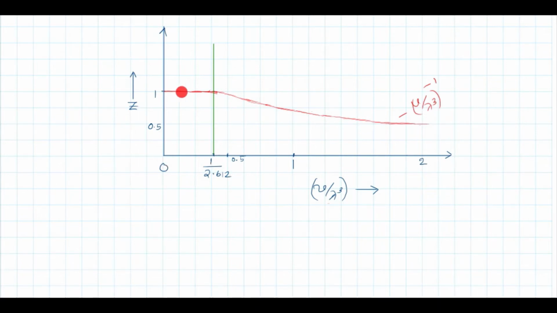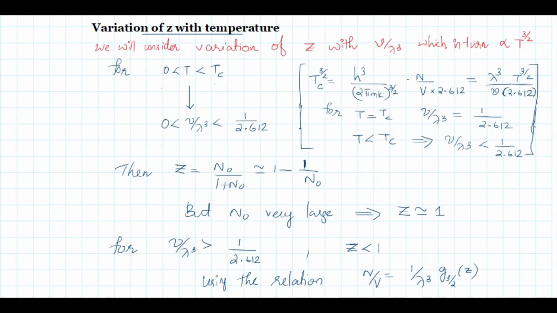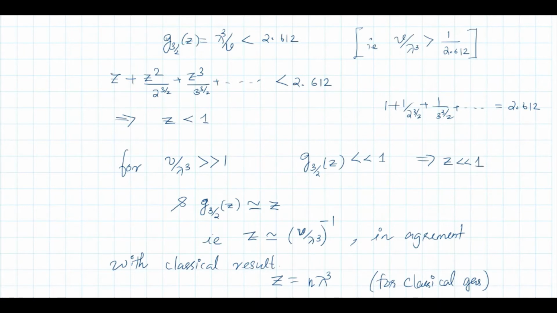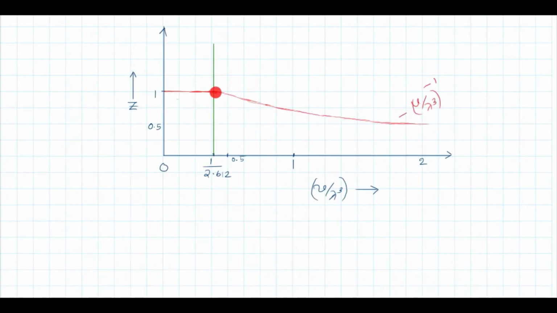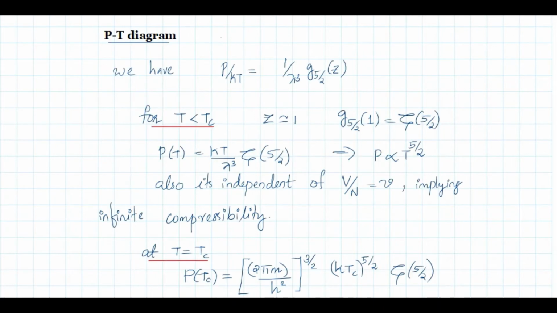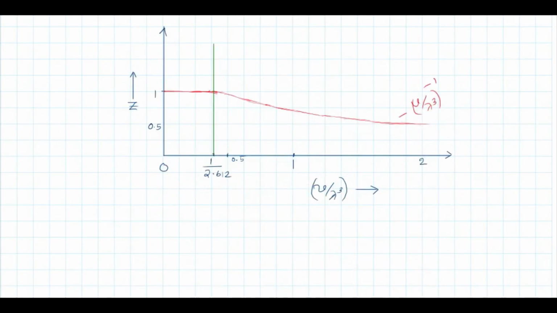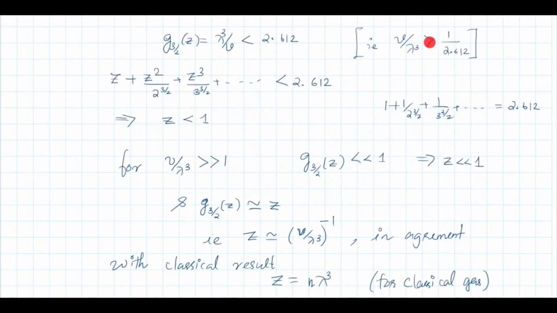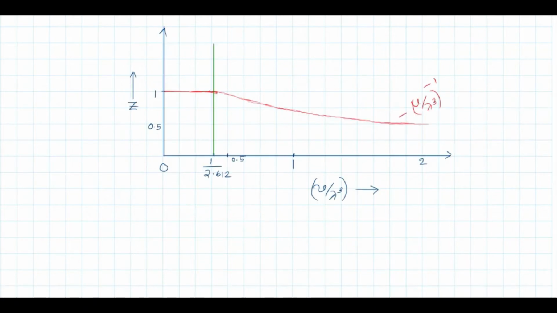Z value is almost 1. This is the first region. Between 0 and Tc, that is between a value of V by lambda cube 0 and 1 by 2.612, you have Z value approximately 1. When this V by lambda cube is greater than 1 by 2.612, then Z is less than 1. That is why in this region Z is less than 1.